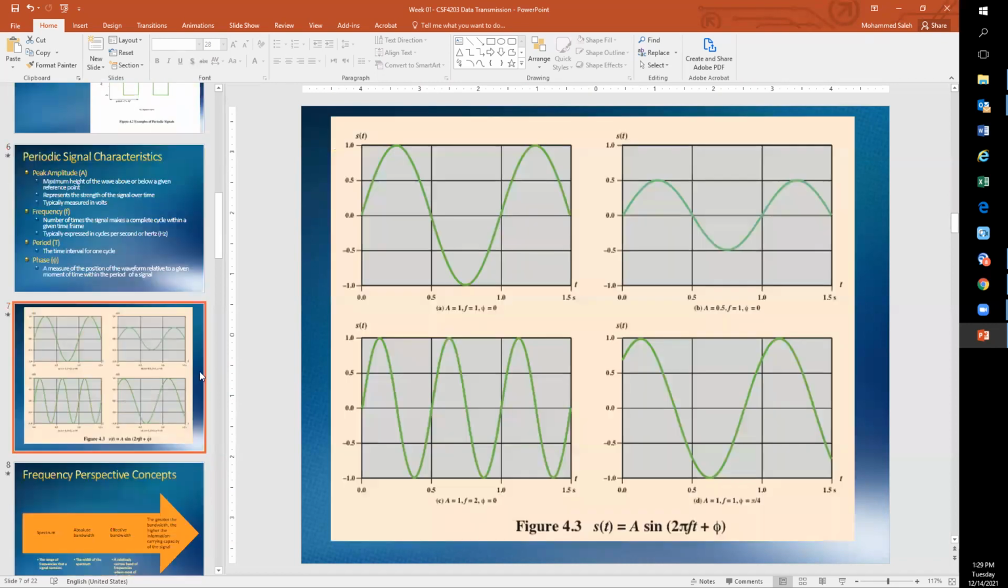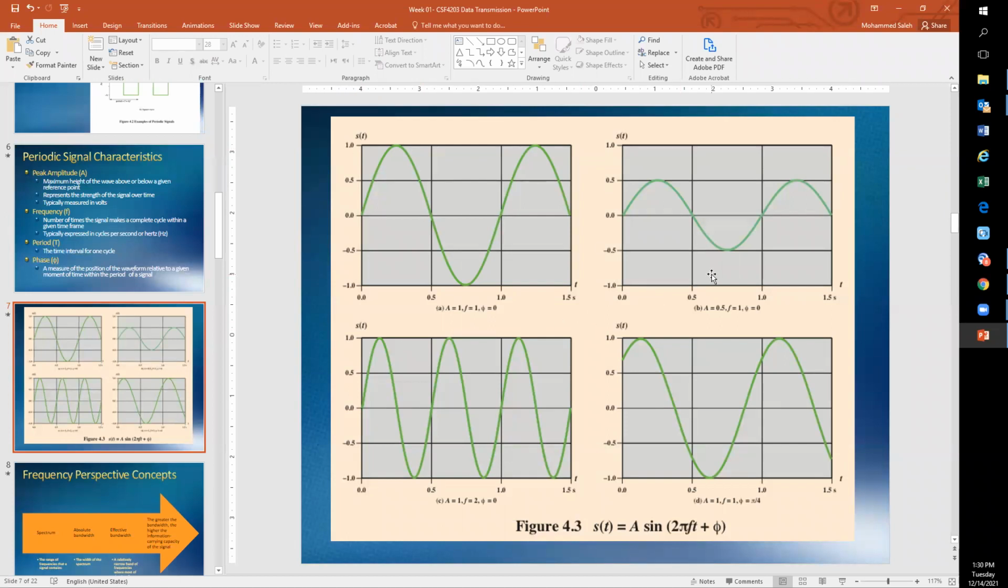Now here we have some important examples of how to measure or calculate the period and frequency. For this signal here, the time needed to complete one full cycle is 1 second. As you can see here, we started from 0, then we reach 0 again, so it is 1 second. So this is the period. The frequency is equal to 1 over T, 1 over the period, which is 1 over 1. So the frequency is 1 hertz. The amplitude is 1, also 1 volt.